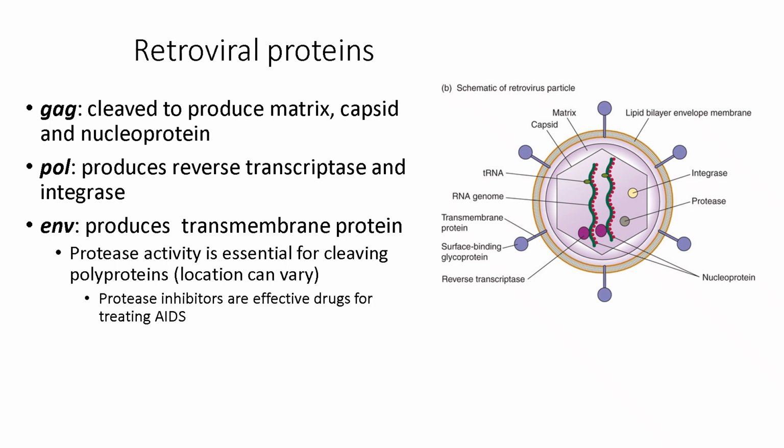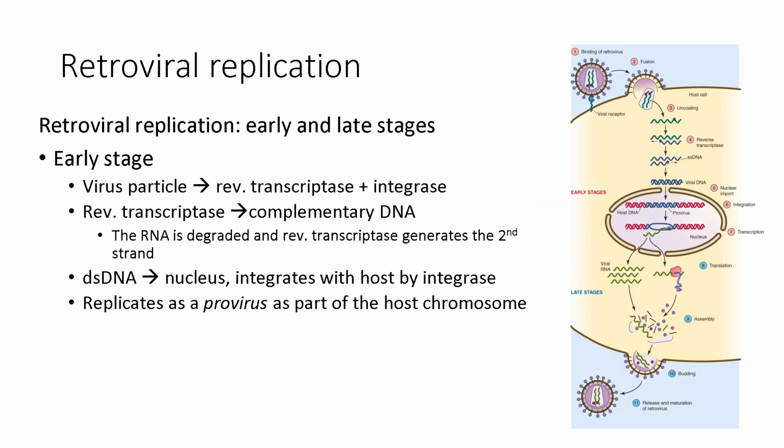The GAG gene produces polyproteins cleaved into matrix, capsid, and nucleoprotein components. POL codes for reverse transcriptase and integrase, enabling the viral DNA to integrate into the host genome. ENV codes for transmembrane proteins critical for viral entry. Protease activity is essential for cleaving these polyproteins into their functional forms, and protease inhibitors are key drugs in AIDS therapy. Retroviral replication includes early and late stages.